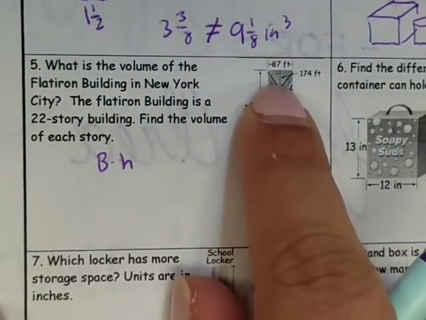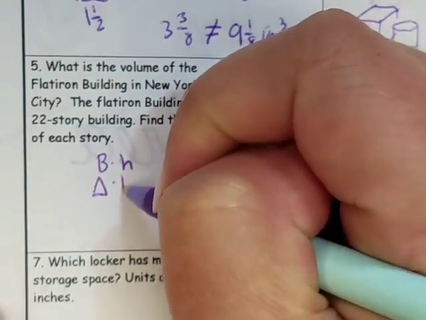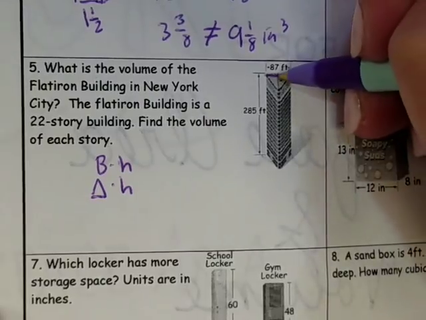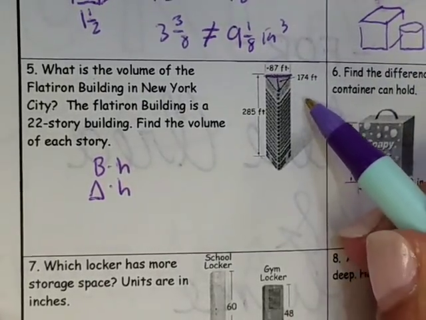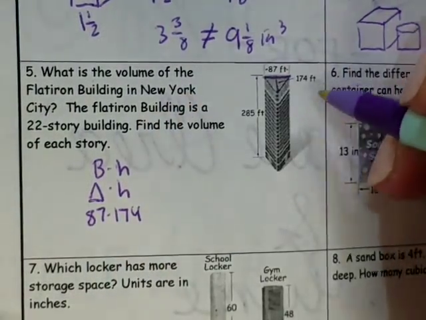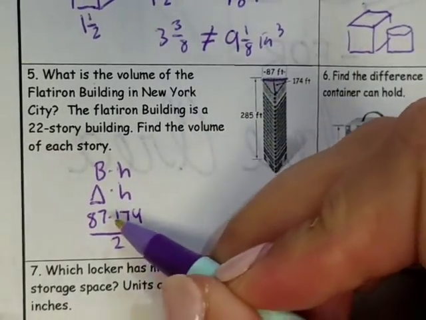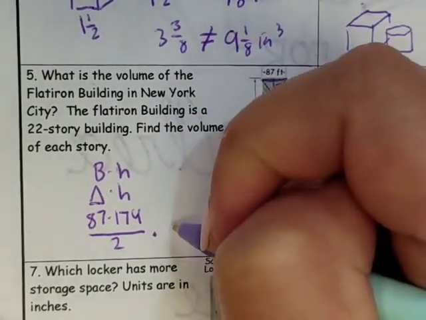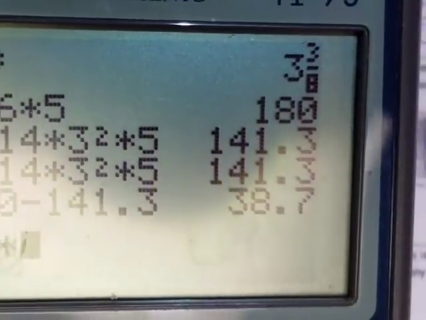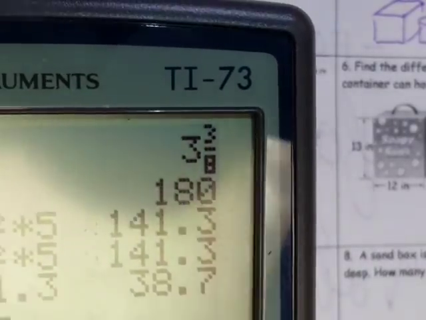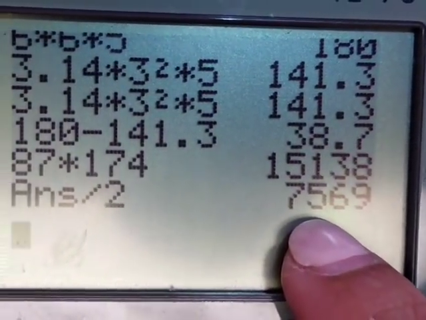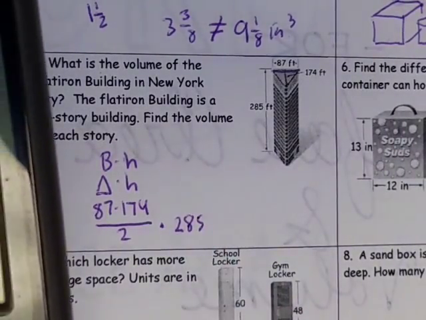Big B is the area of the base. Well, the base shape is a triangle, so we're doing triangle times height. So area of a triangle is base times height divided by 2. So this is 87 times 174. So 87 times 174 divided by 2, so that's the area of my triangle, times the height of my building, 285. So 87 times 174, divide that by 2, gets me 7,569, and then I'm going to multiply that times 285.